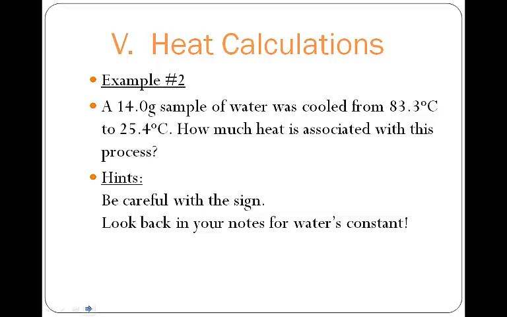Okay, I've got another example here for you. What I'd like you to do is try this one on your own and finish it before you come to class. Make sure you write down your work in your notes. You've got 14.0 grams of water. We know something specific about water. The water is going to be cooled from 83.3 degrees Celsius down to 25.4 degrees Celsius. I want you to calculate how much heat is associated with this process. Again, you need to be careful of the sign, positive or negative, on your answer.